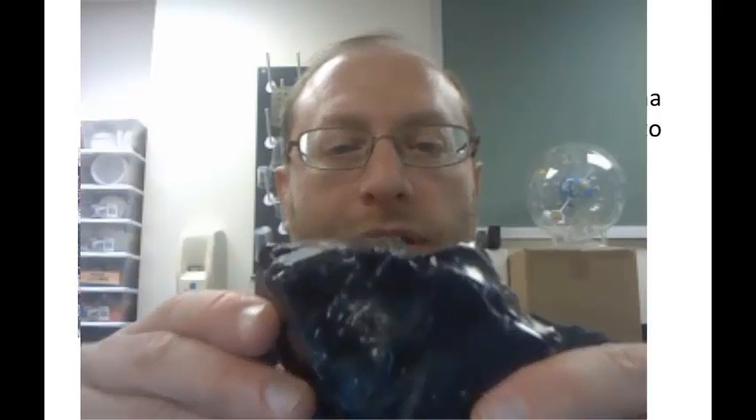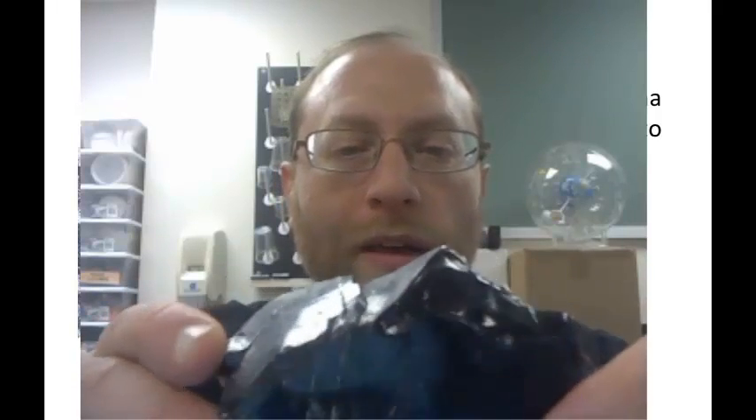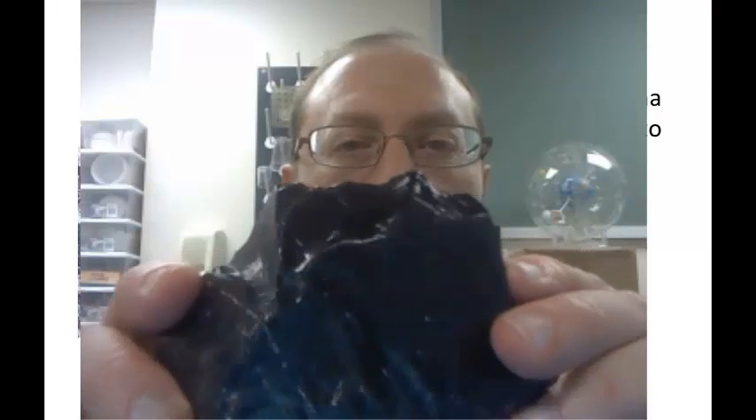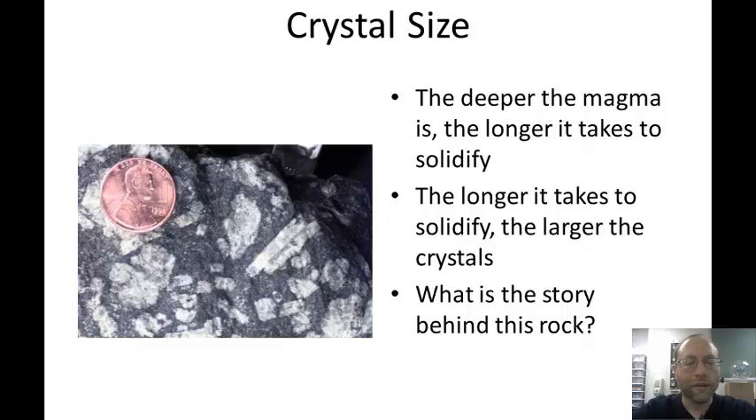If we look at this rock over here, this is obsidian. It's an igneous rock, but it has no crystals. The reason why it has no crystals is because it solidified so quickly there was no time for the crystals to form.